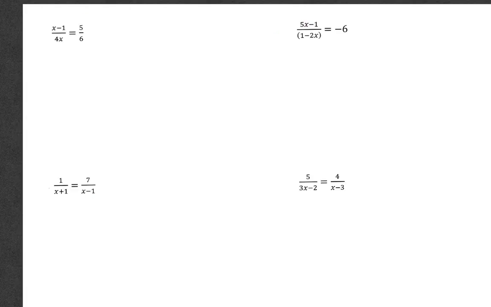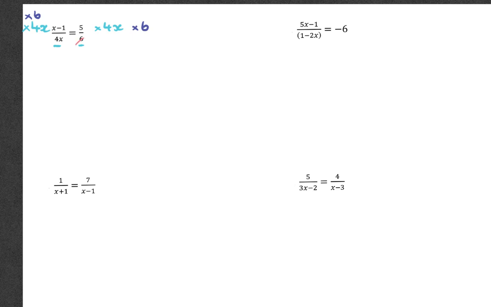Okay, so here we get a little bit trickier. We've got 4x on the bottom and 6 on the bottom. So what's the opposite of dividing by 4x? It's timesing by 4x, and we have to do it to both sides. Now we've also got the 6, so what's the opposite of dividing by 6? It's timesing by 6, and we do it to both sides. So let's simplify this out. What can we cross out?